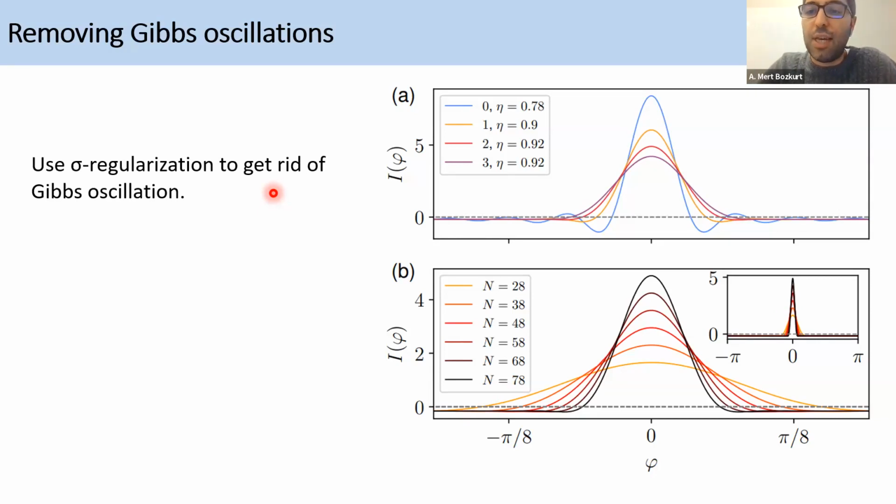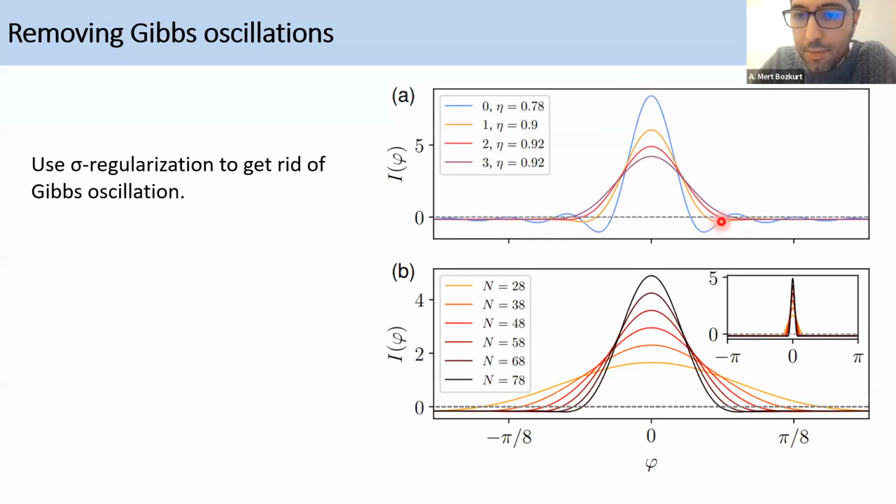There are ways to get rid of this Gibbs oscillation, which you can see from this figure. This 0, 1, 2, 3 denotes our regularization to remove the Gibbs oscillation, and 0 means that there is no regularization. And you can see that the current phase relation of our tunnel junction array without any regularization has this oscillation.